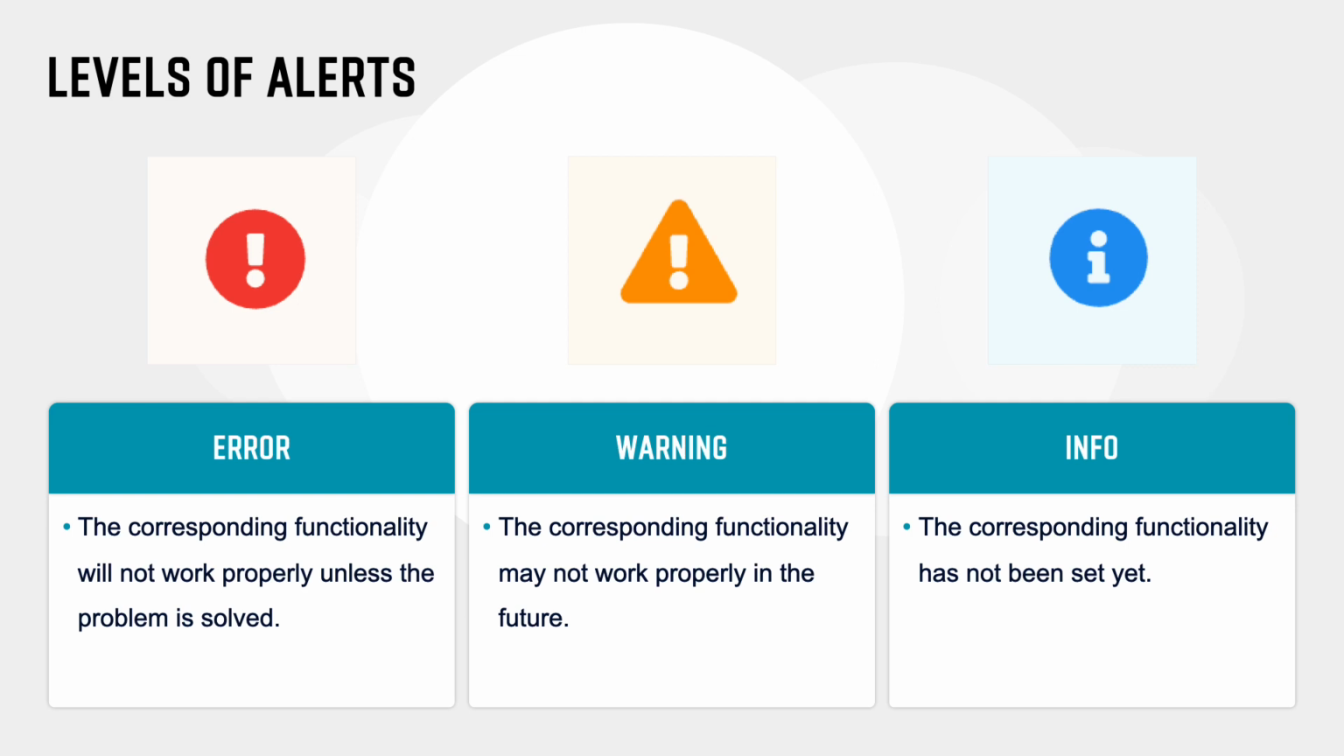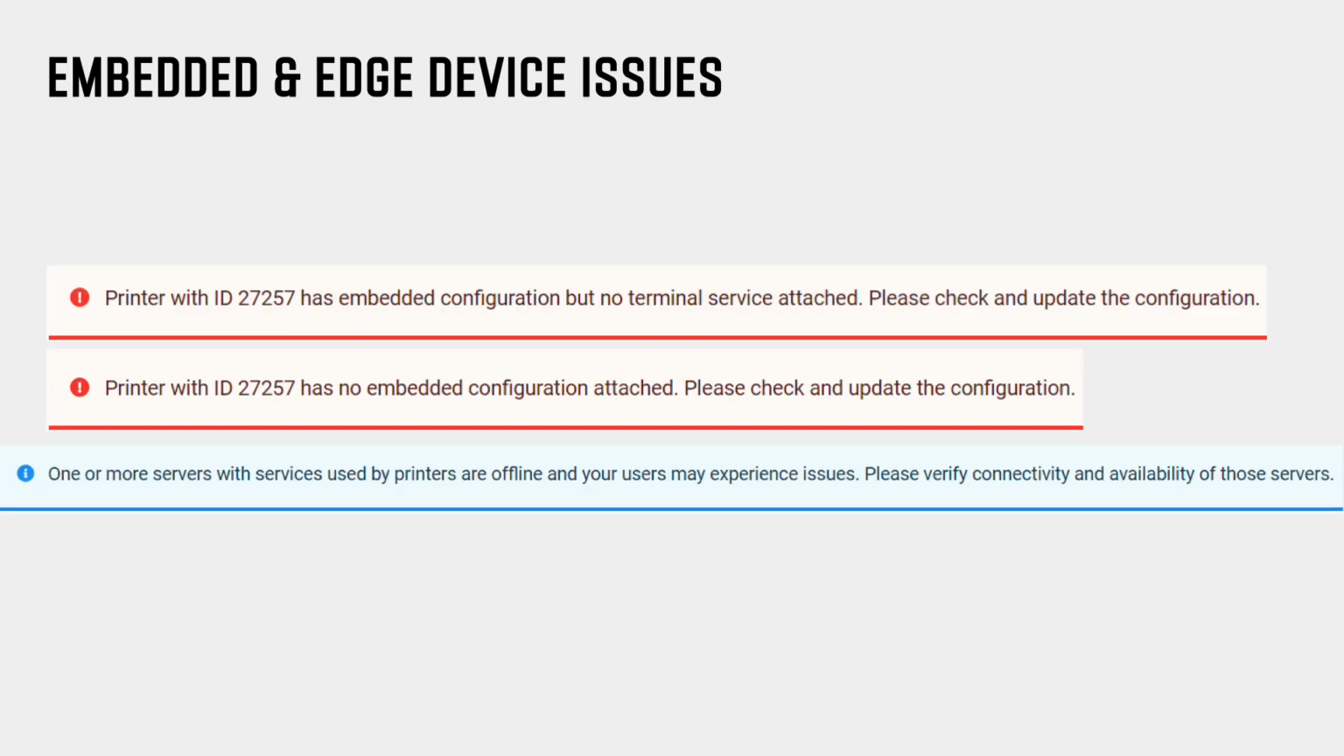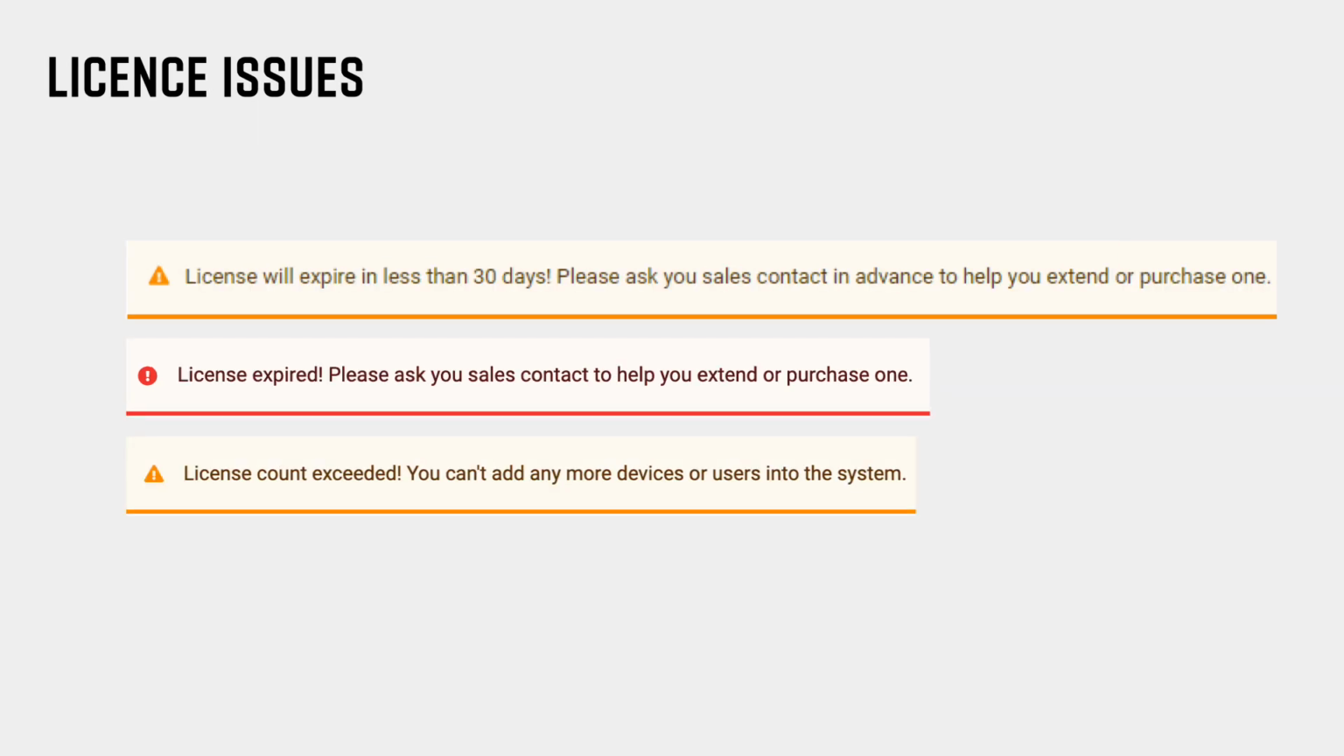There are several prompts that can be shown to administrators. Printer issues, such as having no queues configured. Embedded and edge device issues, such as not setting the embedded profile on a printer or the edge device is offline. Authentication issues, such as having no access control set. And license issues, such as a warning that your license is about to expire or it has expired.